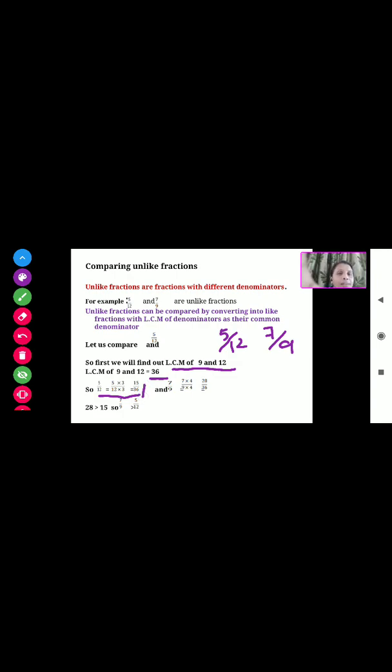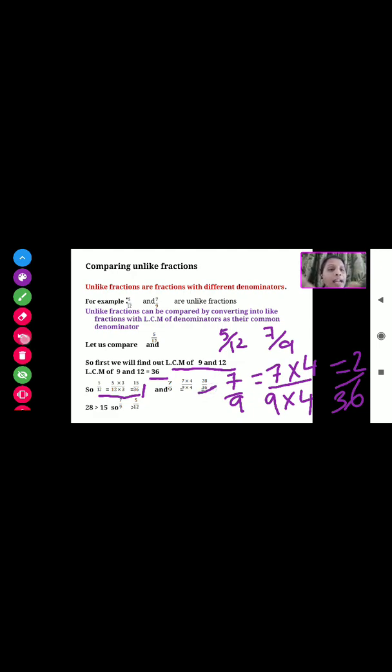You can see that. Now we want to convert 7 by 9, we want to convert 9 into 36. So we will do like this, 9 multiplied by 4, because 9 4s are 36. So we have to multiply 7 also with 4. So our answer will be 28 by 36. So we got two fractions. First one is 15 by 36 and the second one is 28 by 36.